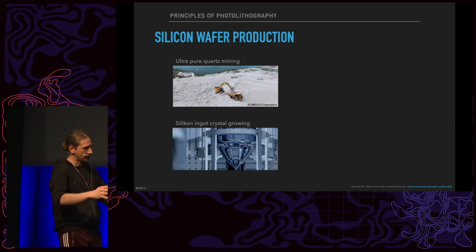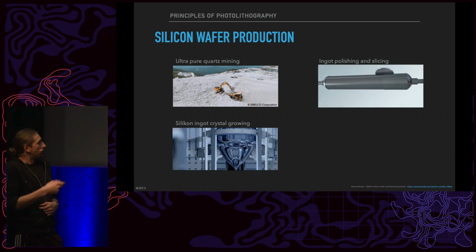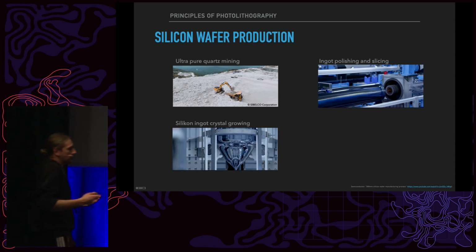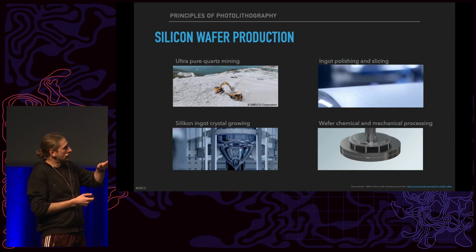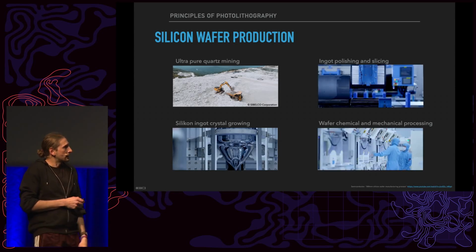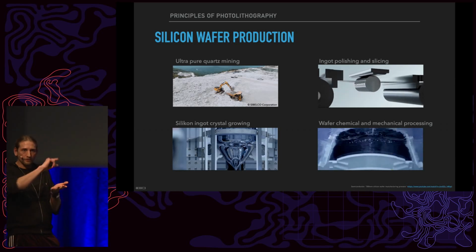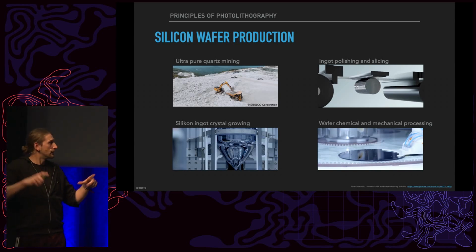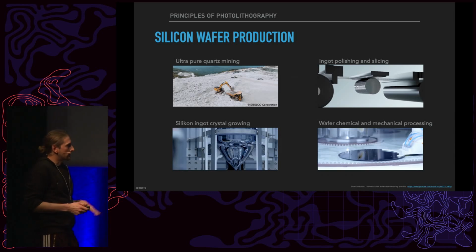It's about half a meter, like this big, 2 meters long. And then you polish this, slice it into pieces that you can handle a bit easier. And if you have the slices, you do chemical and mechanical processing to get an extremely flat surface. So I want to emphasize, this is a single crystal of silicon that is then used as the ground foundation of these chips.